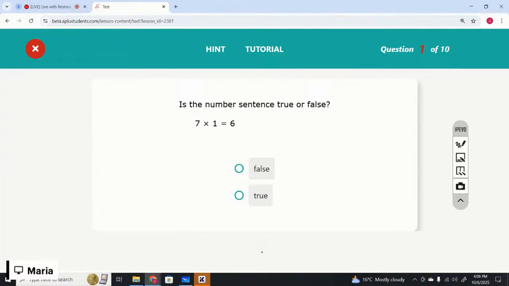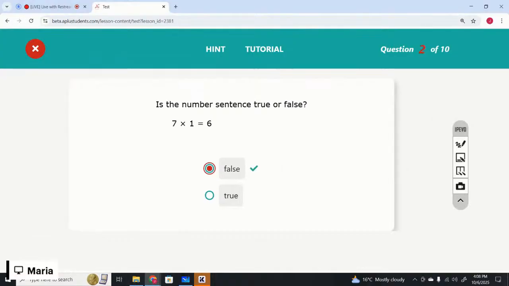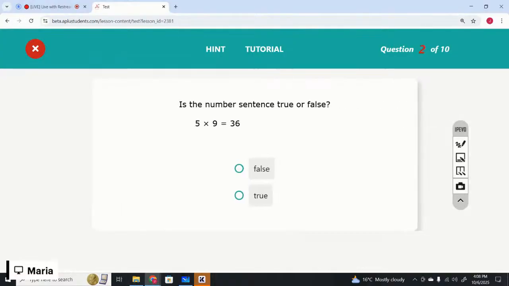Seven times 1 equals 6. False it is, because 7 times 1 is not equal to 6, so that is false. Is the number sentence true or false? 5 times 9 equals 36. Is it true or false? False it is, because 5 times 9 is equal to 45, not 36.